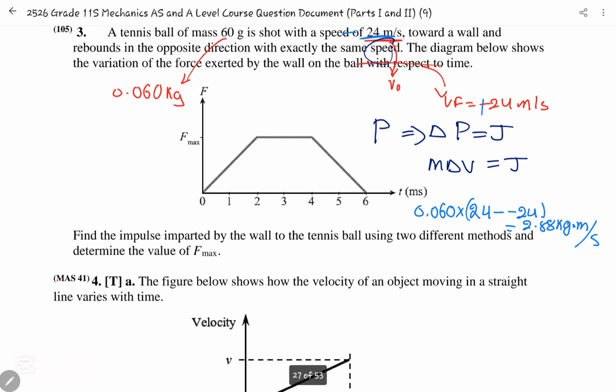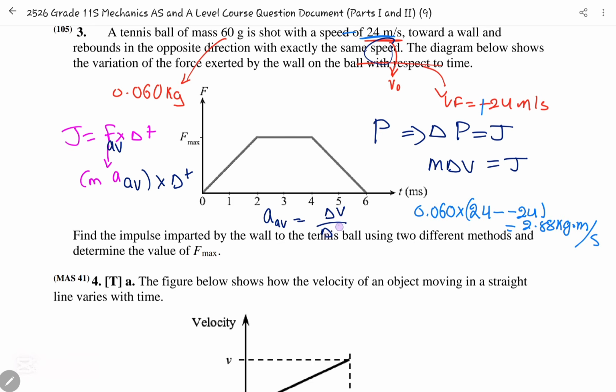Now, another way you could do it is by saying that the impulse is equal to the force times the change in time, right? Now, force, we know it's the mass times the acceleration, but which force are we dealing with? It's very important to notice that we're not dealing with the maximum force, we're dealing with the average force. So how do you find the average force? You need to find the mass times the average acceleration times the change in time, of course. Now, we know that the average acceleration is equal to the change in velocity divided by the change in time, right? So it would be 24 minus -24 divided by 6 times 10 to the power of minus 3.